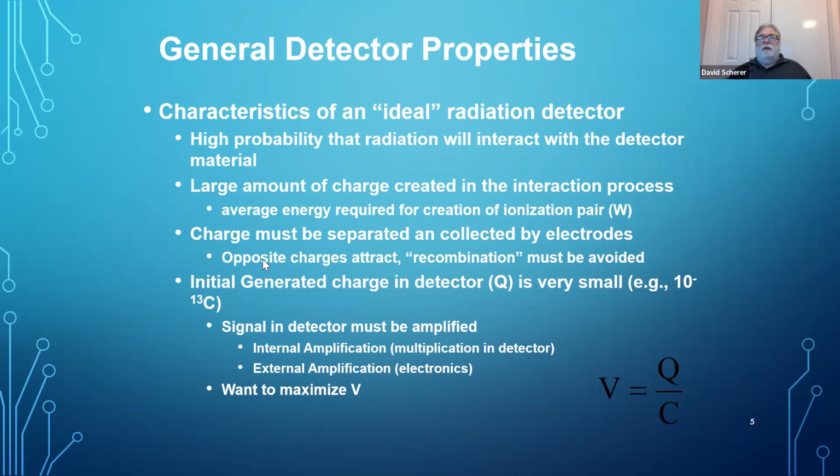We have to make sure that the electrons, once they're liberated, once the ionization takes place, don't recombine, that they are efficiently collected by the radiation detector. And so our design has to address that concern. Now, the charges that are being liberated are very small. It says in the slide, 10 to the minus 13 coulombs. And so we have to have some kind of amplification that takes place.